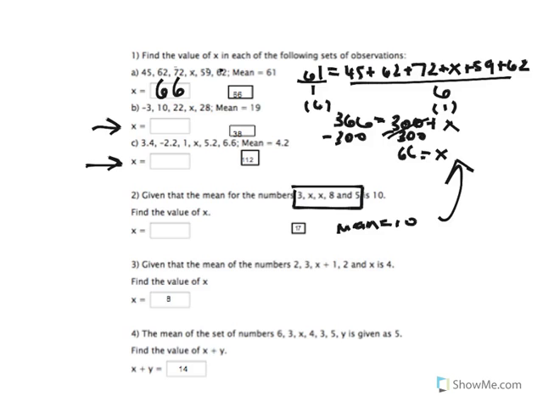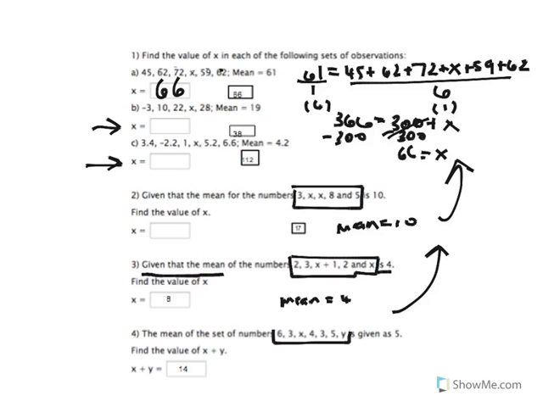It's going to be solved in the same way as the one up top. Let's look at number 3. Given that the mean of the numbers, so remember they say given that the mean and then they wait until the end to put the is. So the mean is 4. Don't let that confuse you. And then this here in the middle is the data. And you're going to solve it the same way. On the last one they say the mean of the set of numbers here is the data, and then they say is given as 5, so the mean is 5.